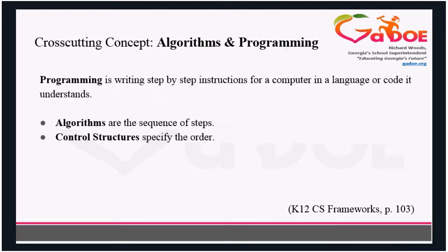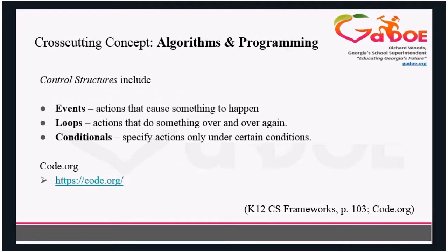And then the algorithms are the sequence of steps involved for the computer or software, the program, to actually execute. And then control structures, we're going to talk about that a little bit more today, specify how these sequences of steps are enacted, and they specify the order. Okay, so those are the high-level concepts we're talking about today.